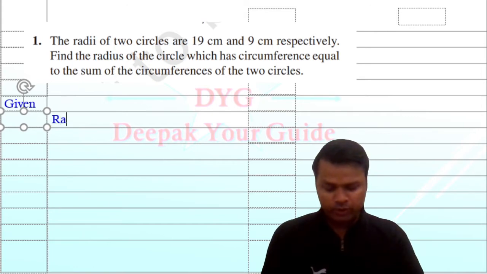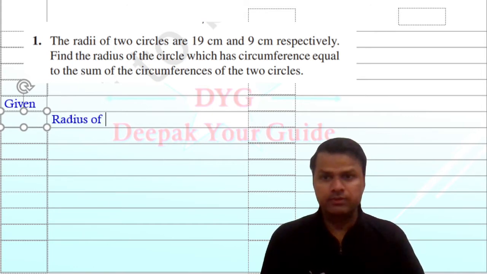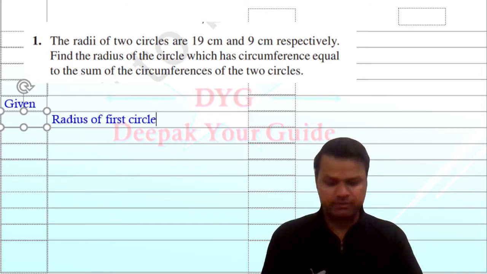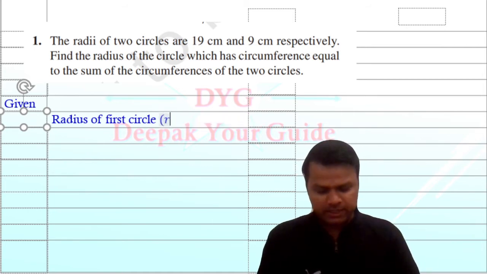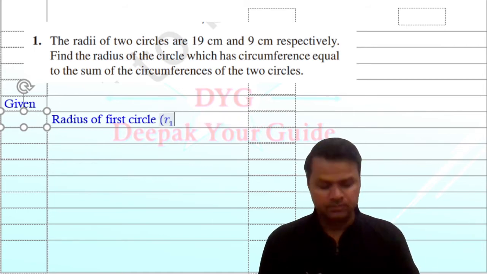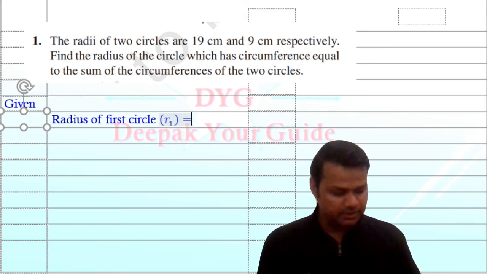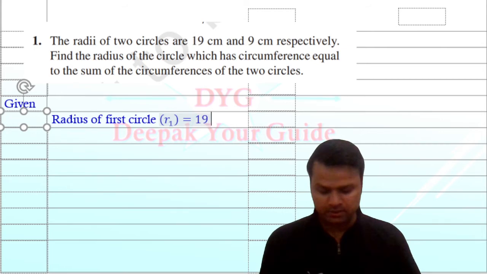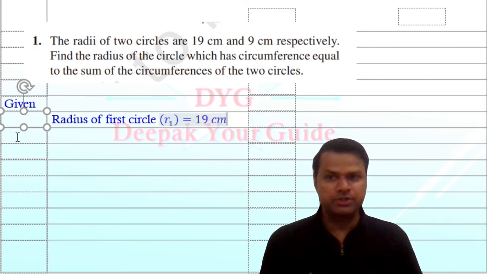So let me quickly write what they have given. Radius of first circle. I'm just saying it first circle. And then we can name it, I can call it as R1. R1 is radius of first circle. And they have given this is 19 centimeter. I'm writing, this is the information they have given.